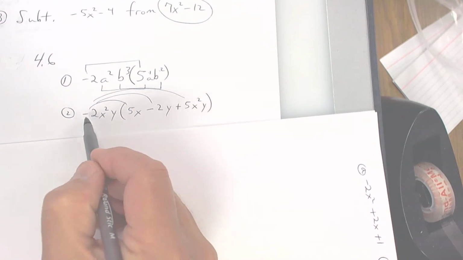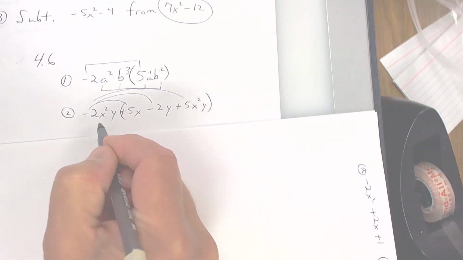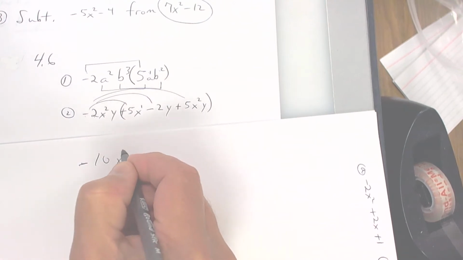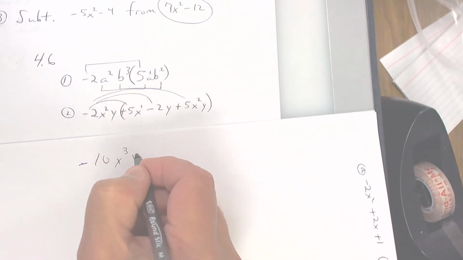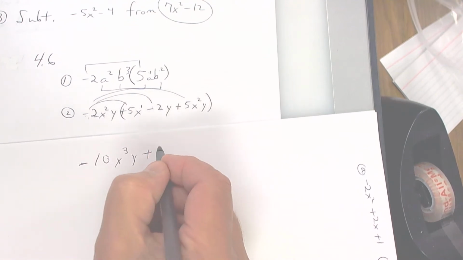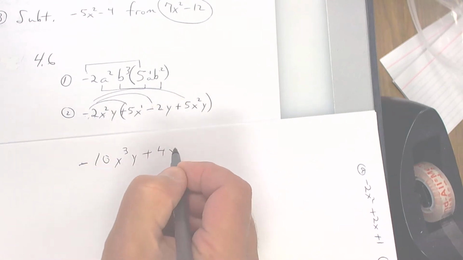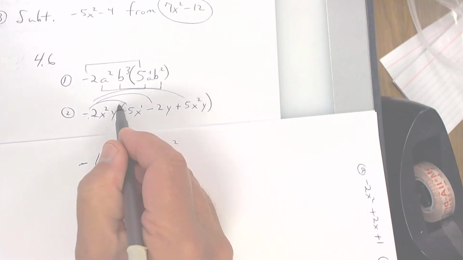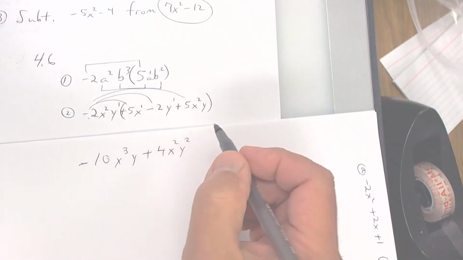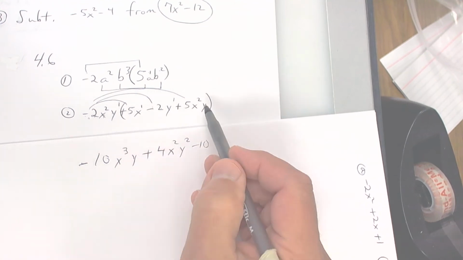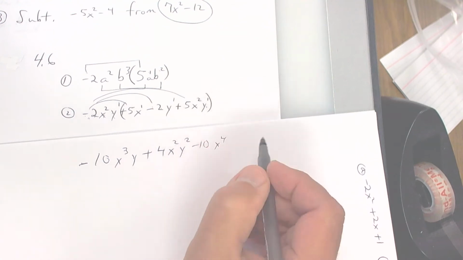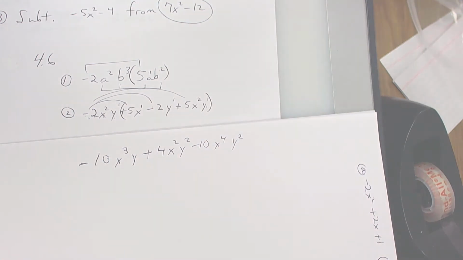I do the signs first. A negative times a positive is a negative. 2 times 5 is 10. X squared times x1 is x3. And the y goes along for the ride. Negative times a negative is a positive. 2 times 2 is 4. X squared comes down for the ride, and y times y, you add up 1 plus 1 and get y squared. Finally, negative 2 times 5 is negative 10. X squared times x squared is x to the fourth when you add them up, and y1 and y1 is y2, and that's how you do it.